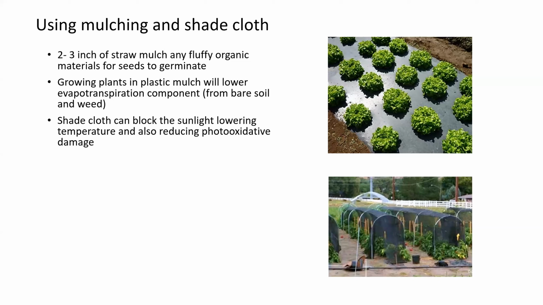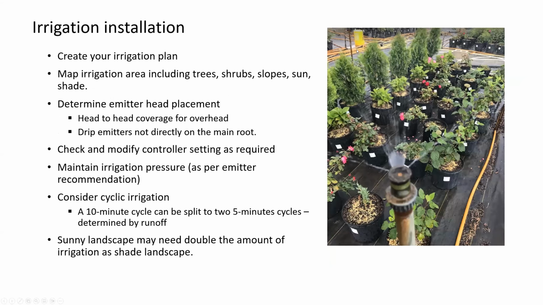But all these start with a plan. The plan is to start with installing the irrigation system. You need to create your plan and map the area. If you are using emitter heads, you need to make sure there is head-to-head coverage. Drip emitters, you don't need to put directly at the main root zone. Put them slightly far away so you don't have disease and other things and salinity buildup.